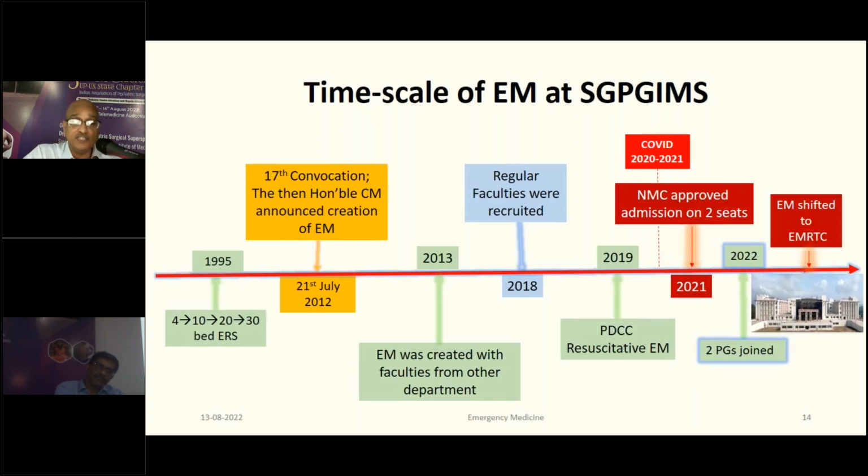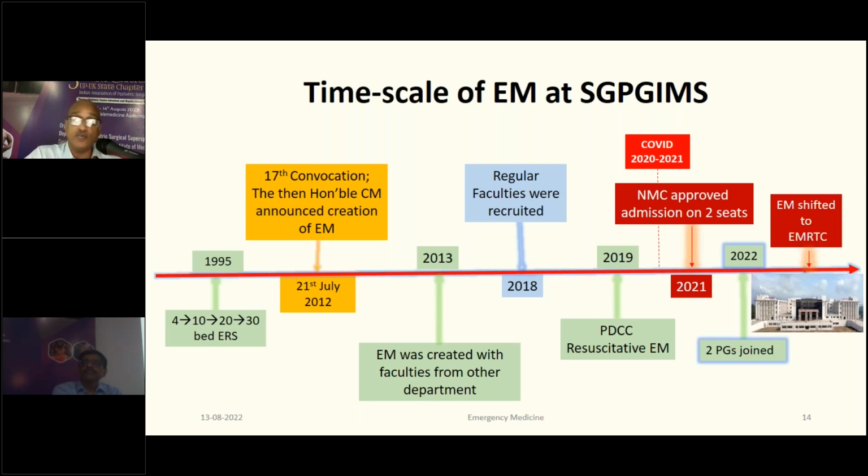And on the 17th convocation, the Honorable CM of that time, Akhilesh Yadavji, announced the creation in 2012. With 2013, there were already faculties from other departments who were looking into these areas as an additional responsibility. However, the regular faculties came only in 2018. In 2019, the first PDCC in resuscitative emergency medicine was started.